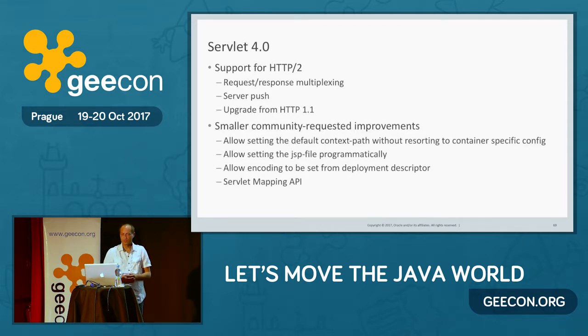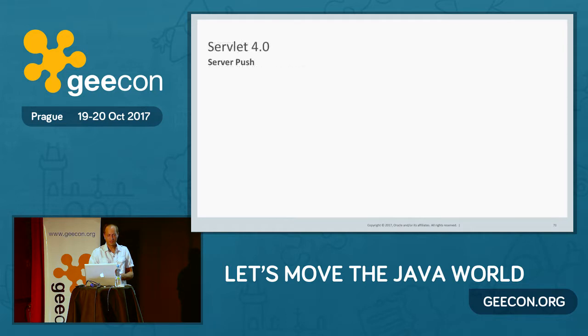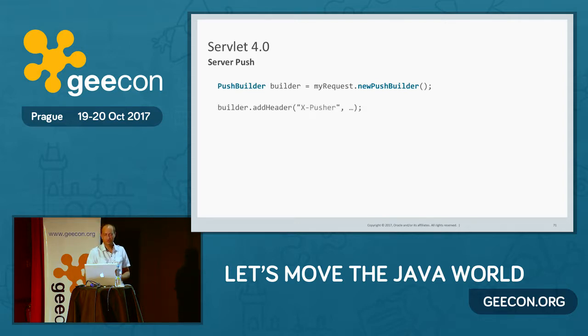So, as I've mentioned, Servlet 4.0 came with support for HTTP/2. Another notable change is support for server push and a few more improvements. Oh, timing is bad. So I will skip this. Server push, say you want to create some push. So you create a push builder, add header, path, push, that's it.